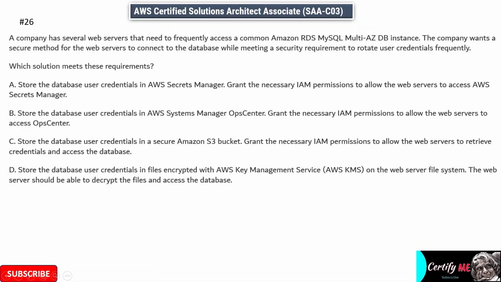Option C. Store the database user credentials in a secure Amazon S3 bucket. Grant the necessary IAM permissions to allow the web servers to retrieve credentials and access the database. Option D. Store the database user credentials in a file encrypted with AWS Key Management Service on the web server file system. The web server should be able to decrypt the file and access the database.